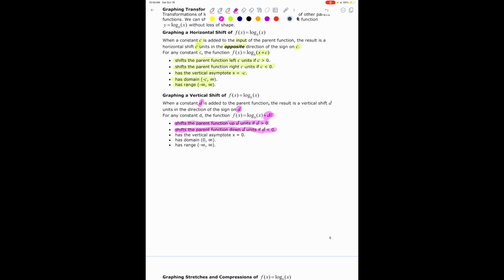What is going to change? Because the shift was vertical, we know that the vertical asymptote is not going to change. It is equal to 0. So x is equal to 0 is the vertical asymptote. The domain also does not change, which is going to be from 0 to positive infinity. The range does not change, which is from negative infinity to positive infinity.